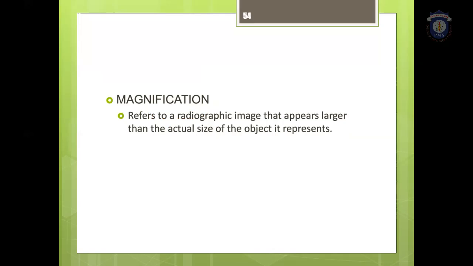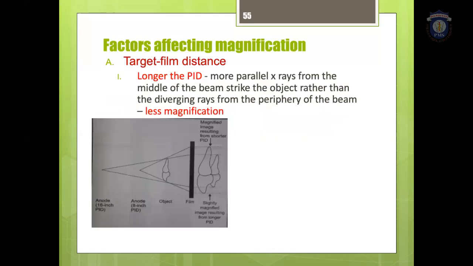Next characteristic is magnification. It refers to a radiographic image that appears larger than the actual size of the object it represents. Factors affecting magnification: target film distance. The longer the position indicating device, the more parallel X-rays from the middle of the beam strike the object rather than the diverging rays from the periphery of the beam. So there will be less magnification.